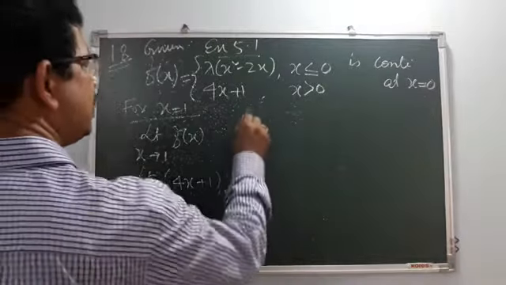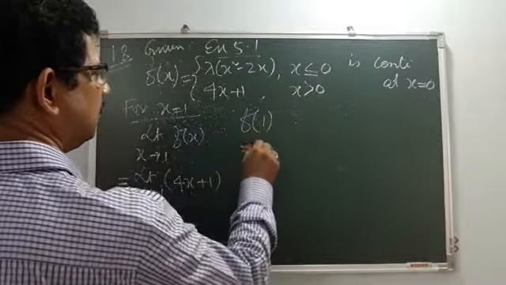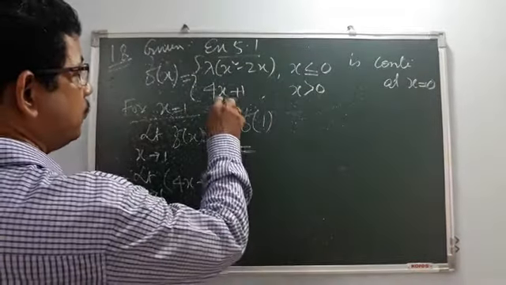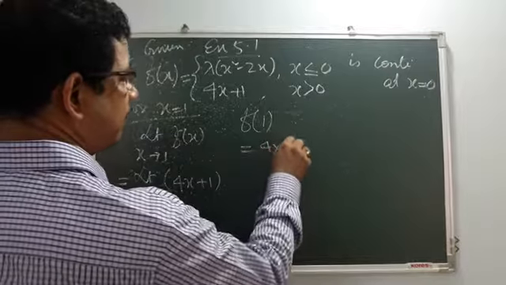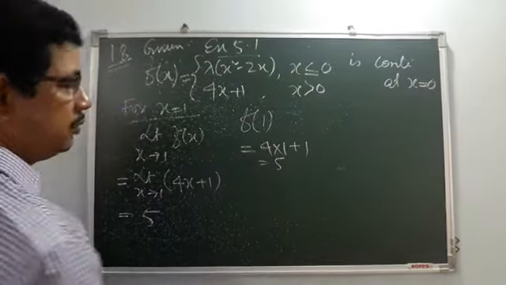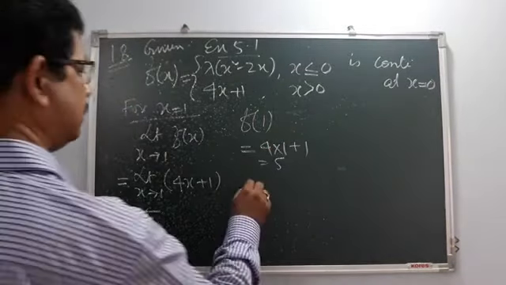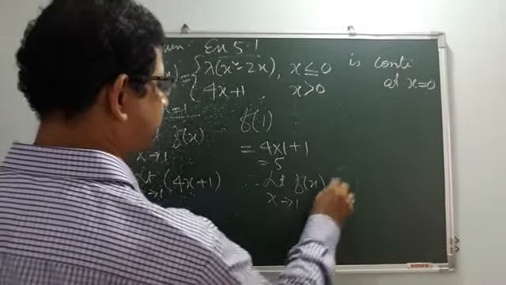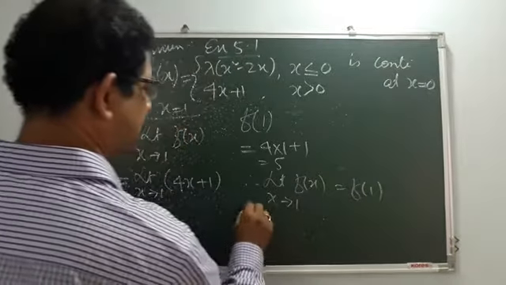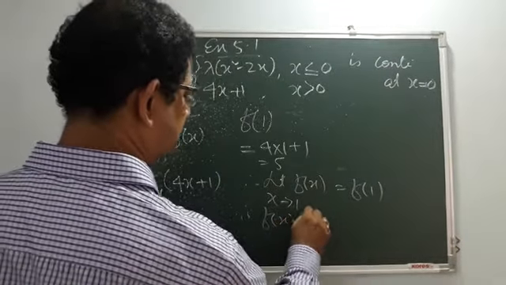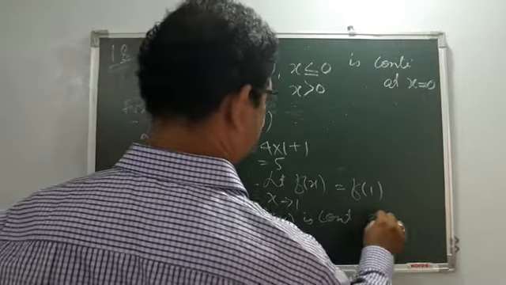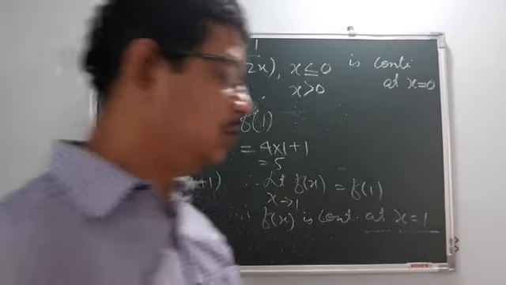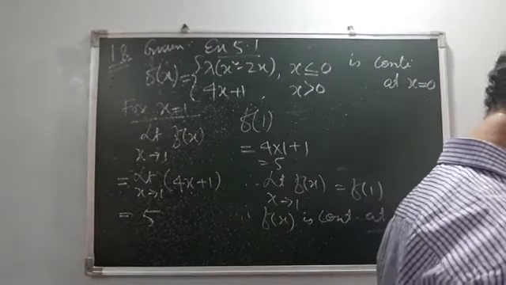Now, if we consider f(1), as x is greater than 0, we use the same branch, so it is 5 again. Therefore, the limit of f(x) as x tends to 1 is equal to f(1). Therefore, f(x) is continuous at x = 1. With that, we conclude this question.